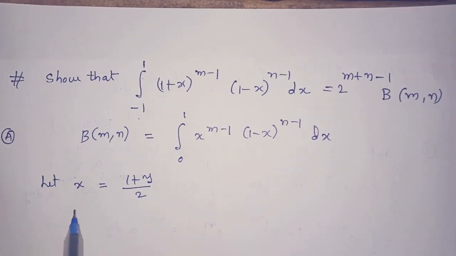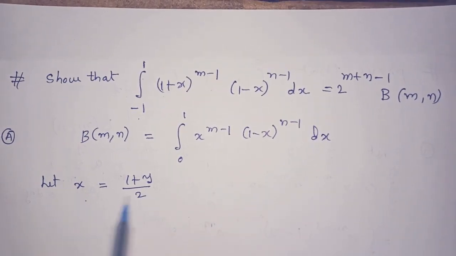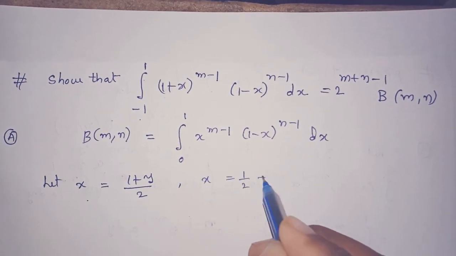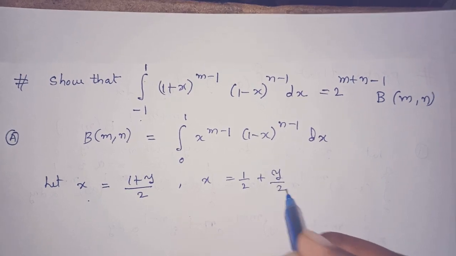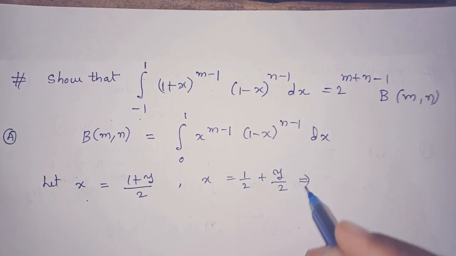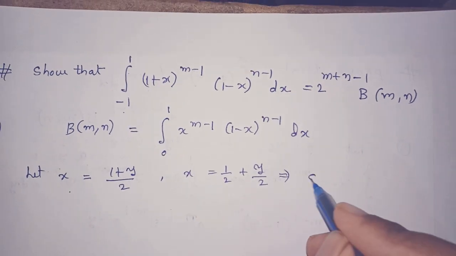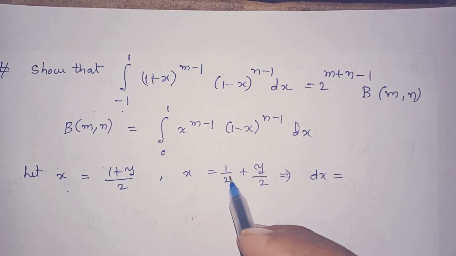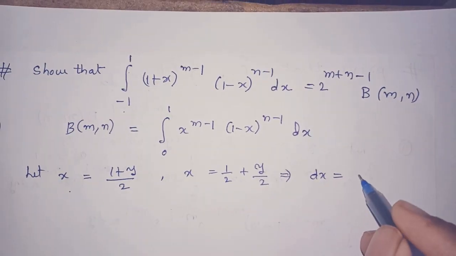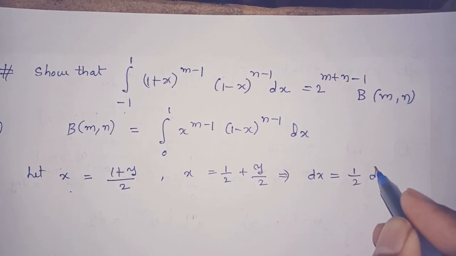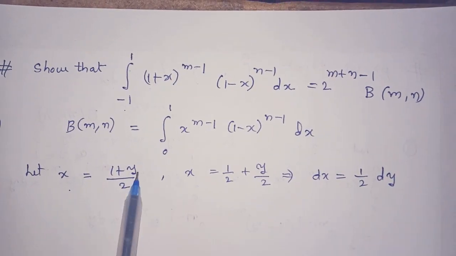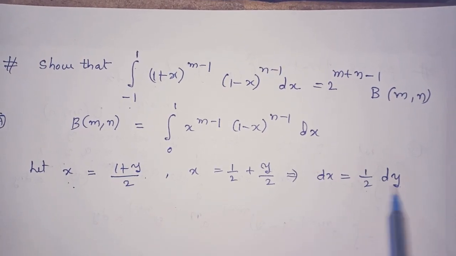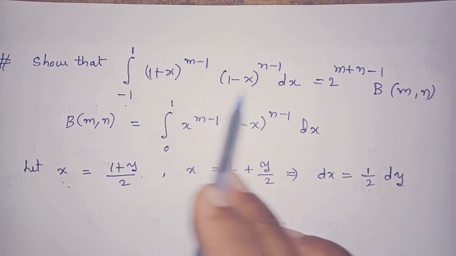Now differentiate on both sides with respect to y. Here x is equal to 1/2 plus y/2. On differentiating we get dx is equal to 1/2, the derivative of 1/2 with respect to y is 0, and here it is 1/2 into dy. Therefore let us replace (1 plus y)/2 in place of x and 1/2 dy in place of dx in the given integral.